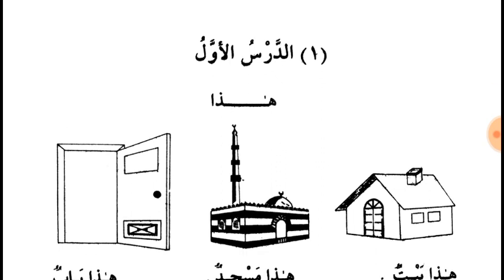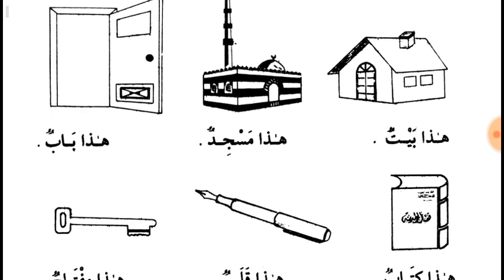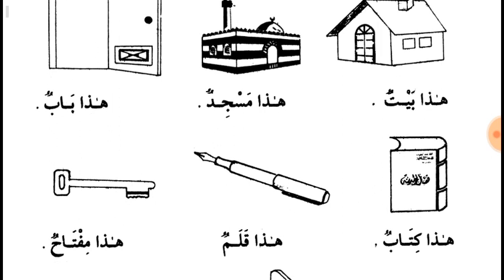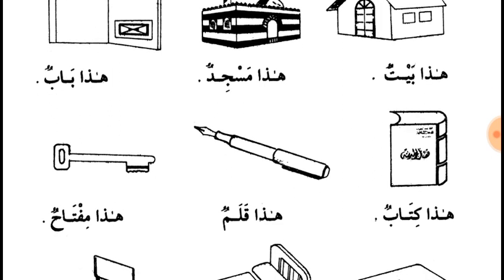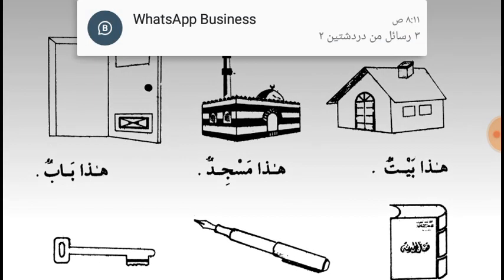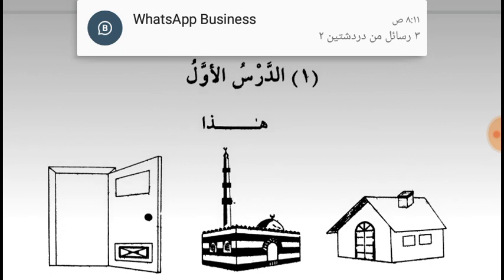Haza means this. Haza is used only for masculine words. So haza means this. Haza baytun, this is a house. This is a masjid. This is a door. Haza kitabun, this is a book. Haza kalamun, this is a pen. Haza miftahun, this is a key. So this page is very easy. Just start reading it and translating it.